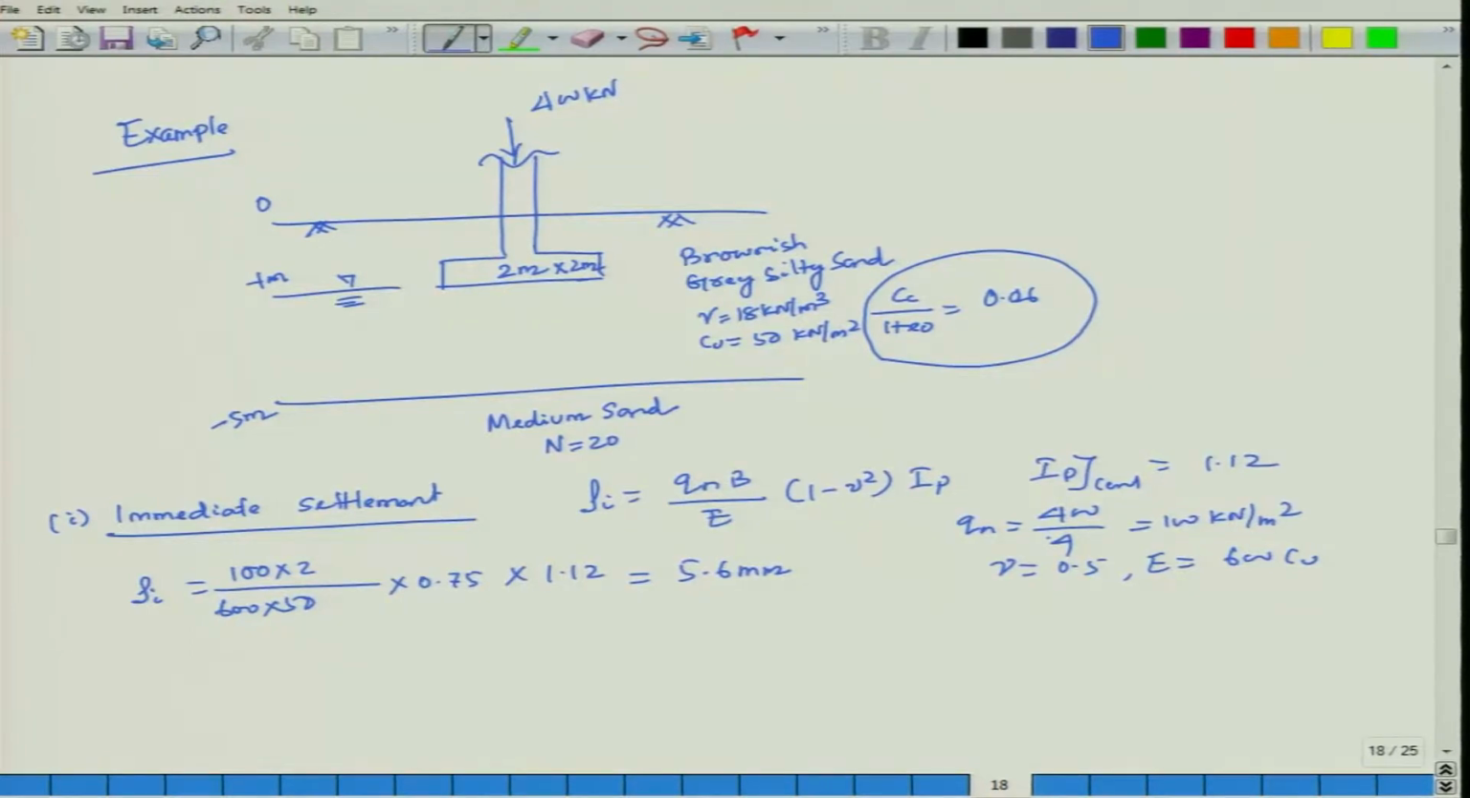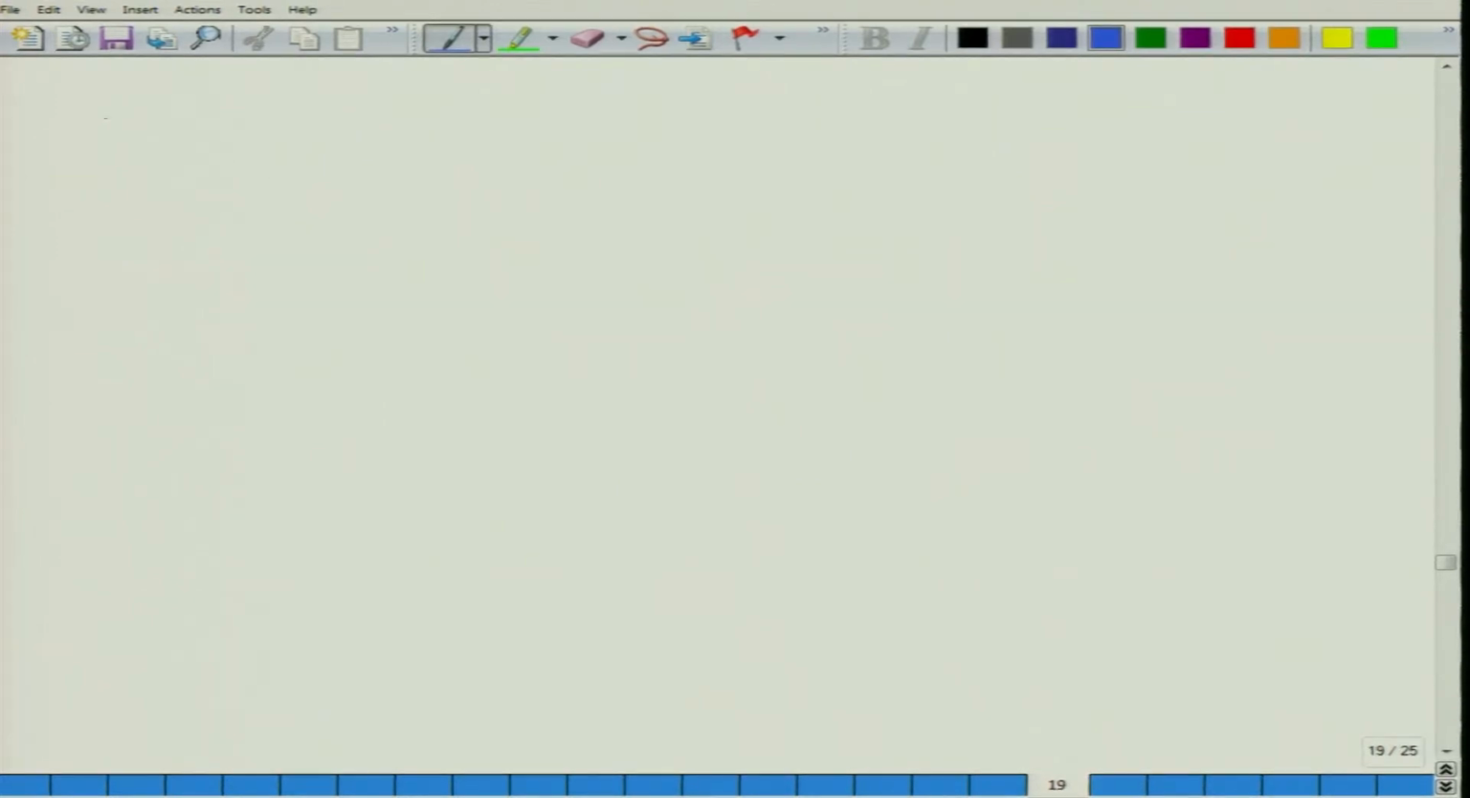Then depth correction factor has to be calculated. So, L by B is equal to 1.0 and Df by B is equal to 0.5. So, depth correction factor alpha is equal to 0.86. So, corrected immediate settlement is 0.86 into 5.6, which is 4.8 mm. Now come to your consolidation settlement.